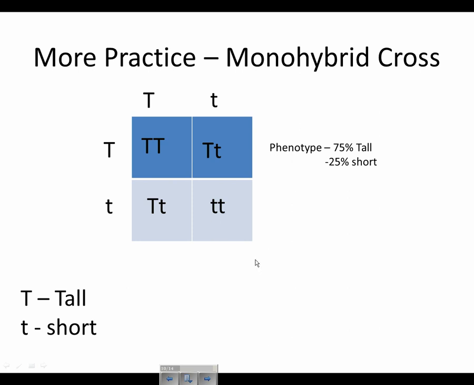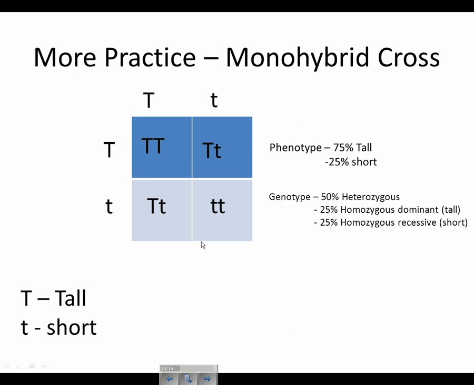Now, what's the genotype going to be? You should have said that we would get 50% heterozygous because we have this box up here and this box down here that have two different alleles. Then 25% should be homozygous dominant or homozygous tall, and 25% should be homozygous recessive or short.